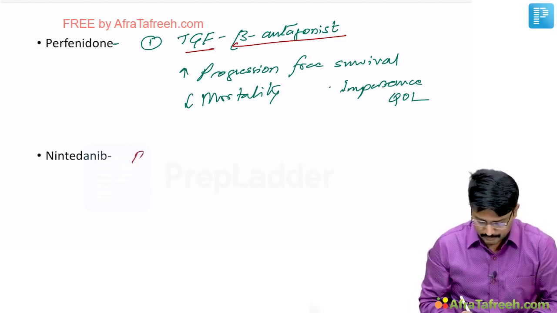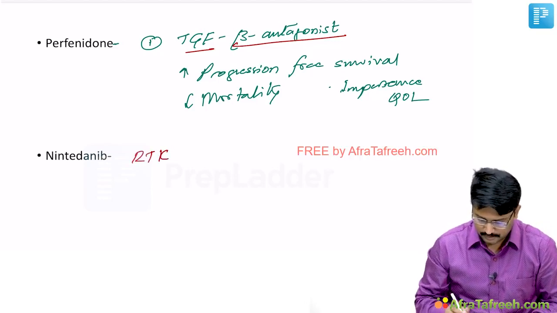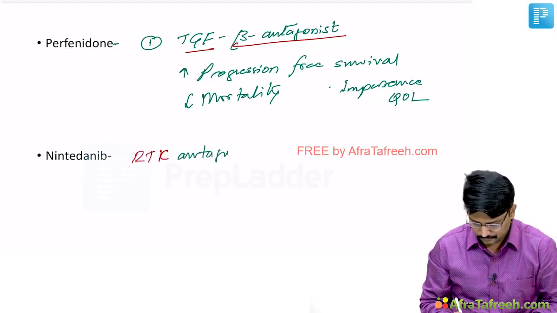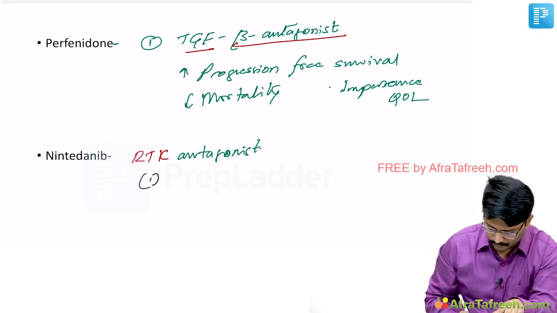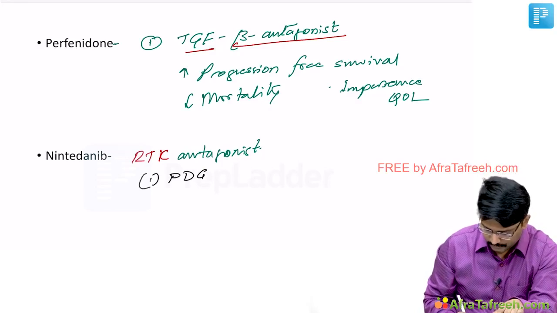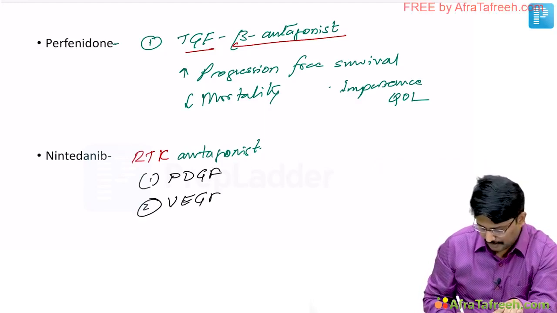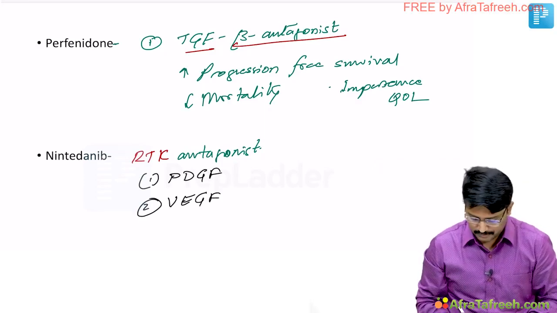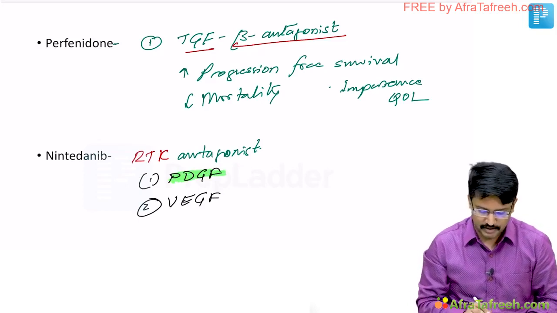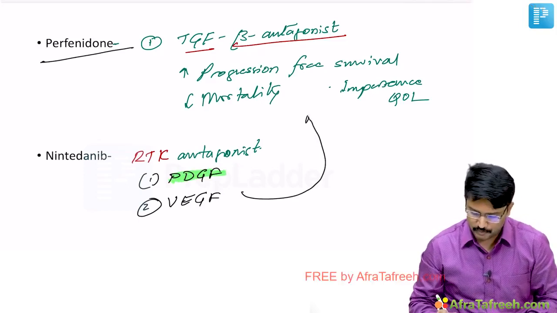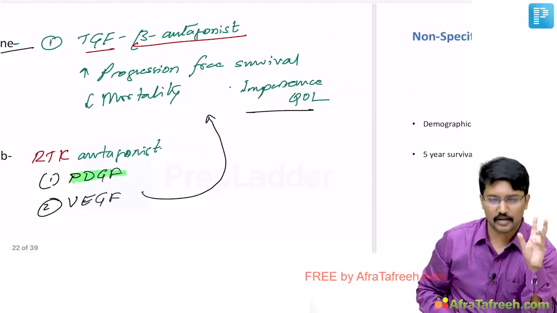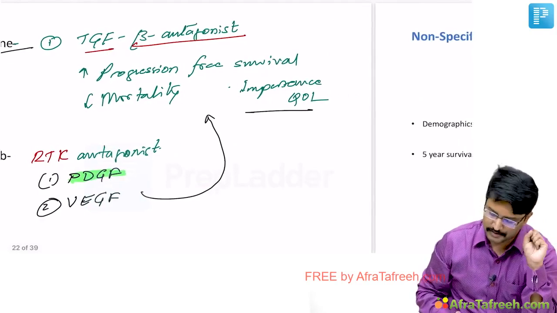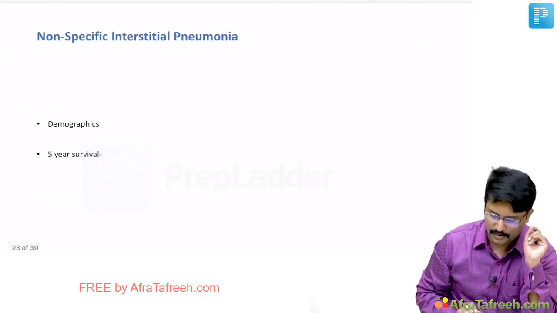Nintedanib is a receptor tyrosine kinase antagonist. It acts against platelet derived growth factor and vascular endothelial growth factor, among others. The predominant site of action is platelet derived growth factor. Similar to pirfenidone, this also improves progression free survival, mortality, and quality of life. These are our go-to drugs currently to treat interstitial lung diseases of IPF variety.